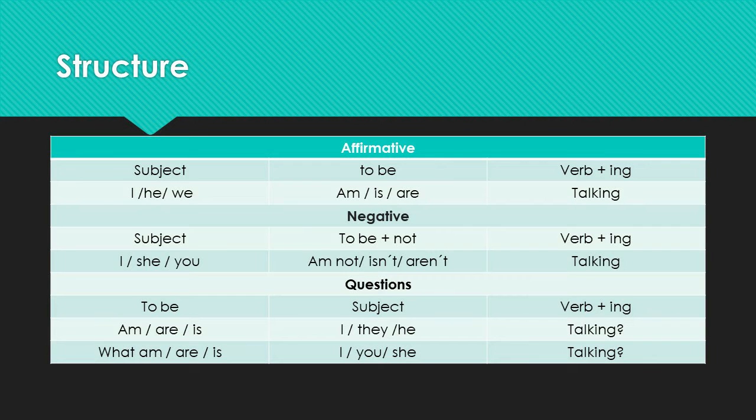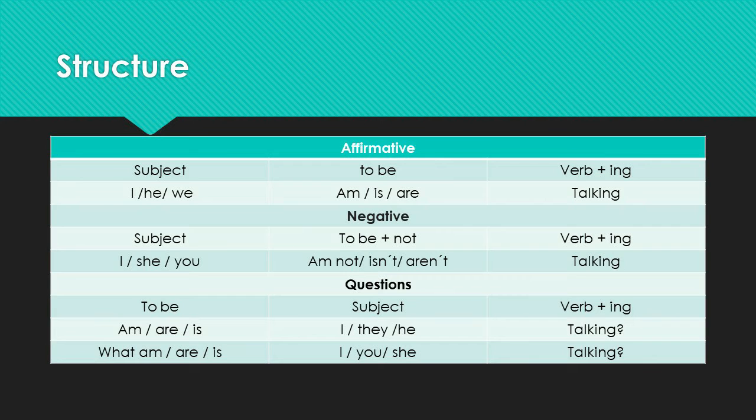Now, for questions, the structure is the next. We use the verb to be first. Later, we use the subject, and then we use the verb with ing. For example, am I talking? Are they talking? Is he talking? Right? This is for questions using the verb be.